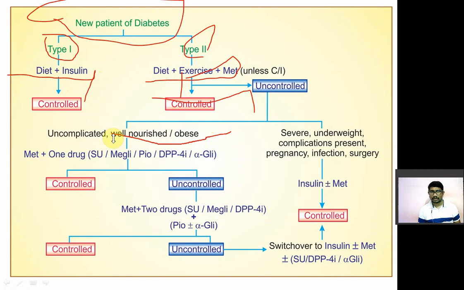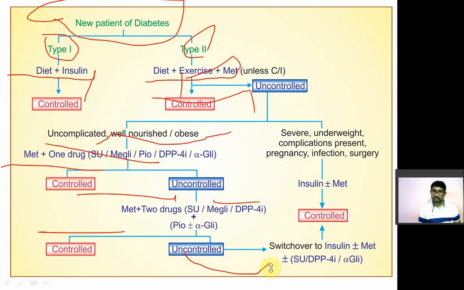If the patient is uncomplicated and well nourished, then use metformin plus one drug like sulfonylureas, meglitinides, pioglitazone, DPP-4 inhibitor or alpha-glucosidase inhibitor. If controlled, it's okay. If not controlled, then use metformin plus two drugs: either sulfonylureas, meglitinides, DPP-4 inhibitor, pioglitazone or alpha-glucosidase inhibitor. If controlled, okay. If not controlled, switch to insulin and metformin. Then you will get control. So these are the treatment approaches for diabetes.